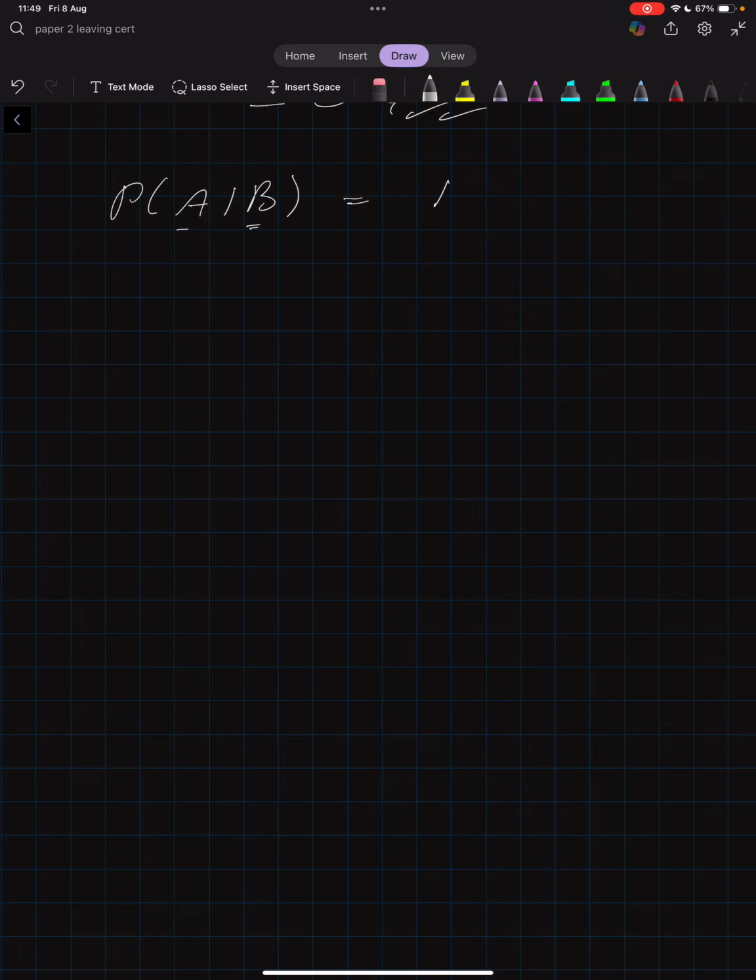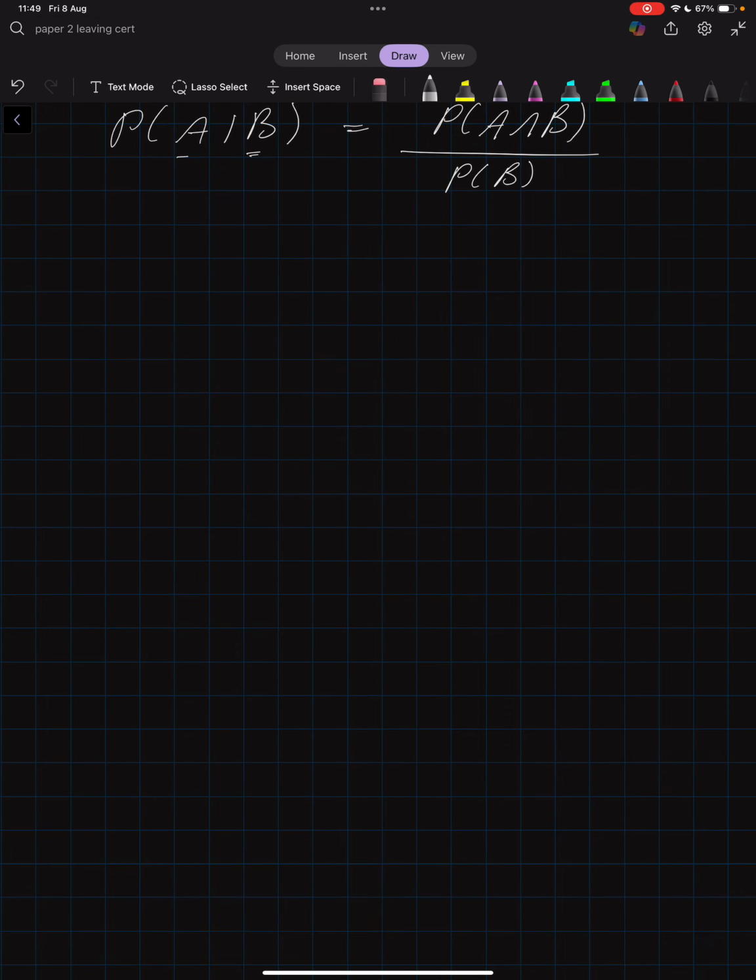This is equal to the probability of A intersection B divided by the probability of B. Okay? All right. So one of the ways to do it is something like this. Okay? So here's your Venn diagram.